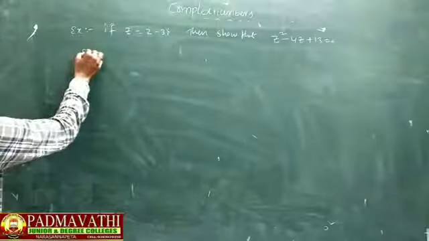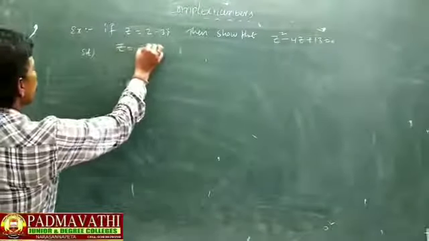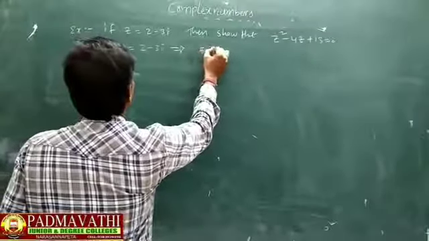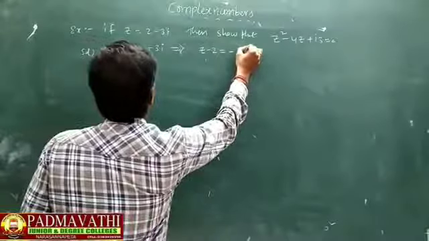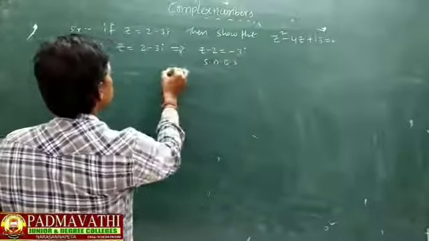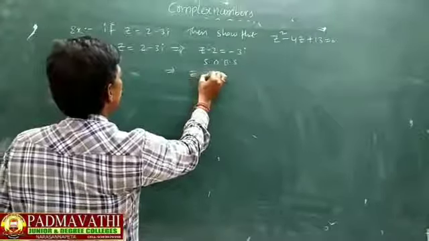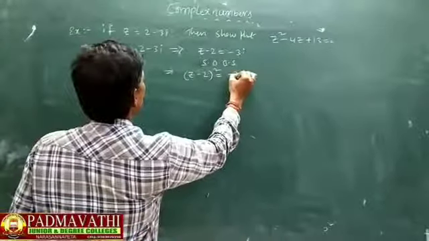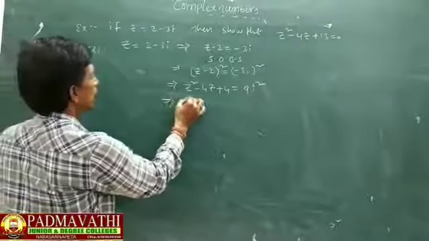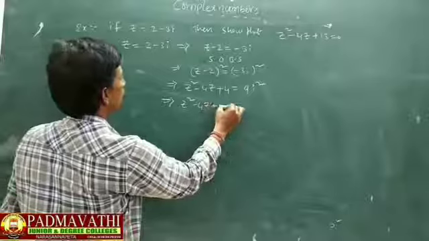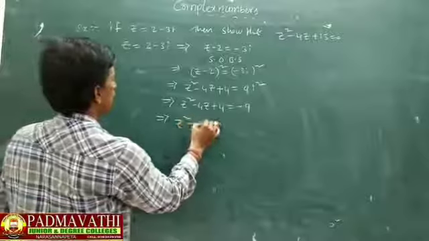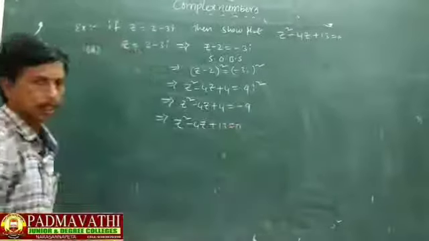Solution. It is given that z equal to 2 minus 3i, implies z minus 2 equal to minus 3i. Now squaring on both sides, z minus 2 whole square equal to minus 3i whole square, 9i square. z square minus 4z plus 4 equal to minus 9. That implies z square minus 4z plus 13 equal to 0. That is the required answer.